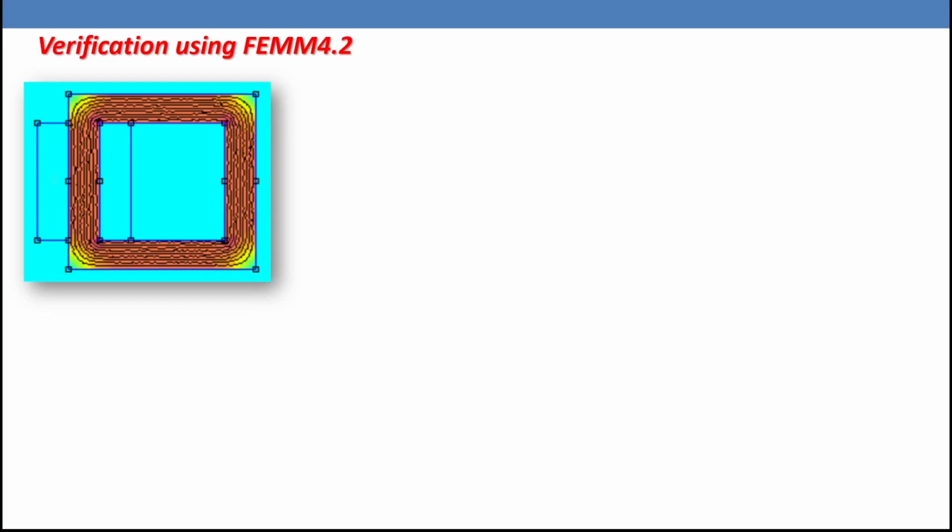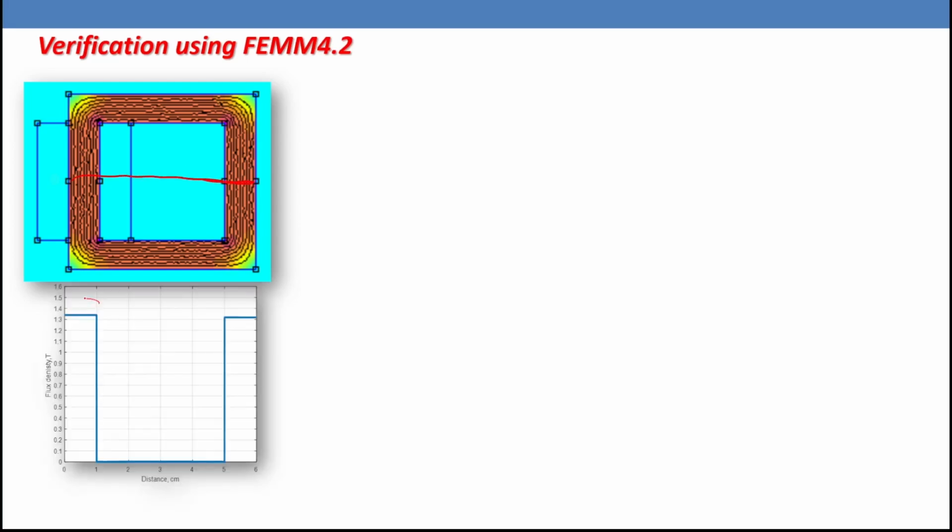Let's verify this design using FEMM 4.2 software. So we build this magnetic circuit in the FEMM 4.2. We have this flux distribution and we have this contour to calculate the flux. So the flux across this contour will be 1.33 Tesla here, 1.33 Tesla there. So the current is 1.72 ampere and the flux is 1.33 Tesla.